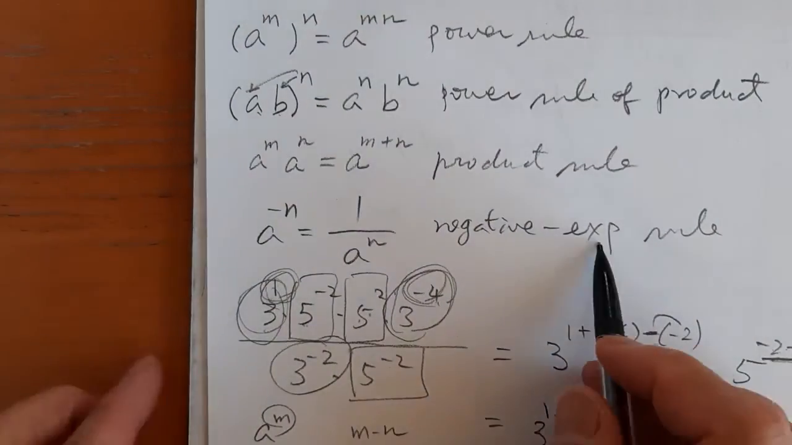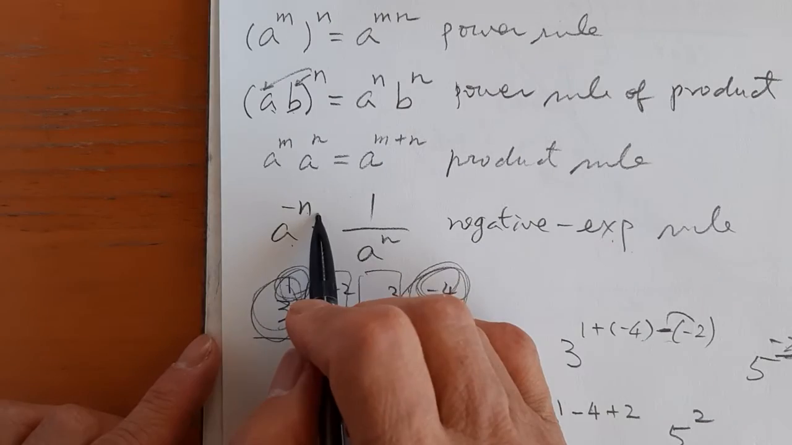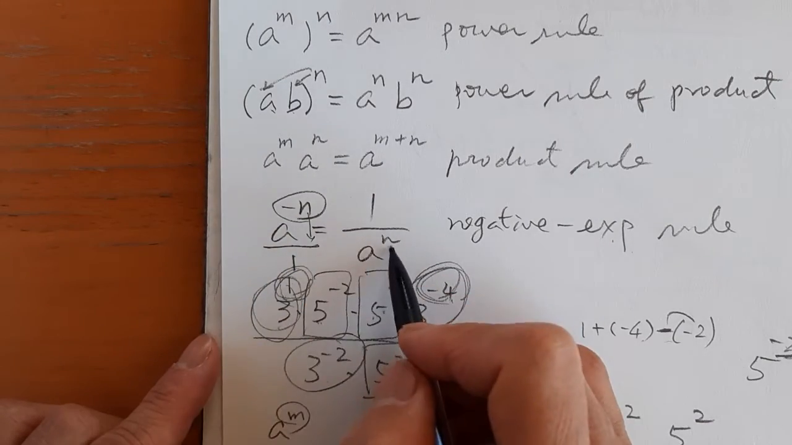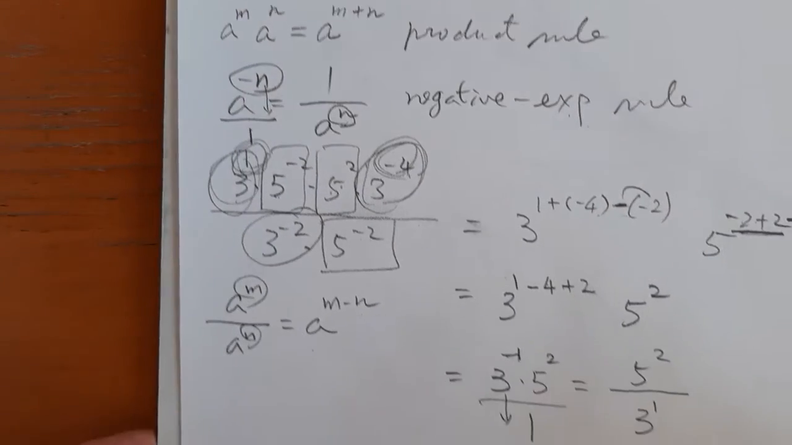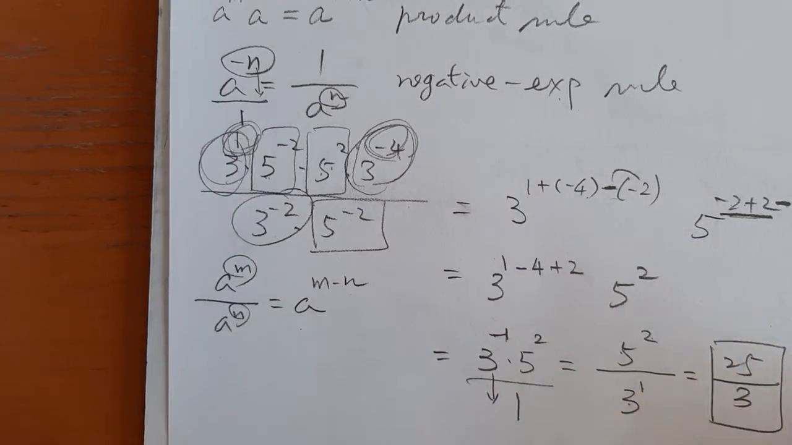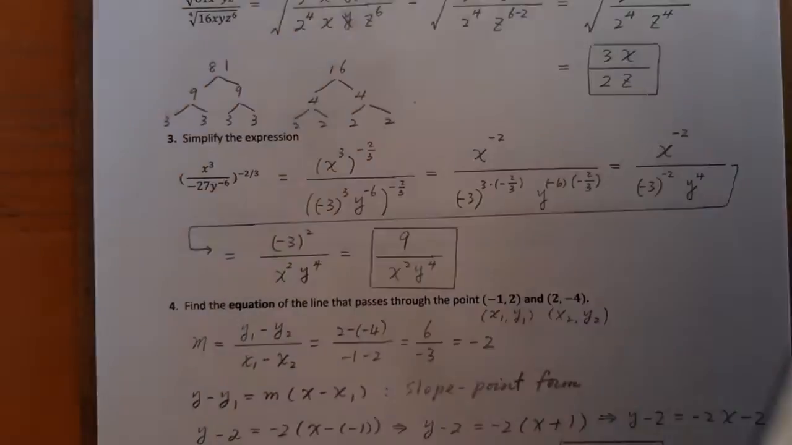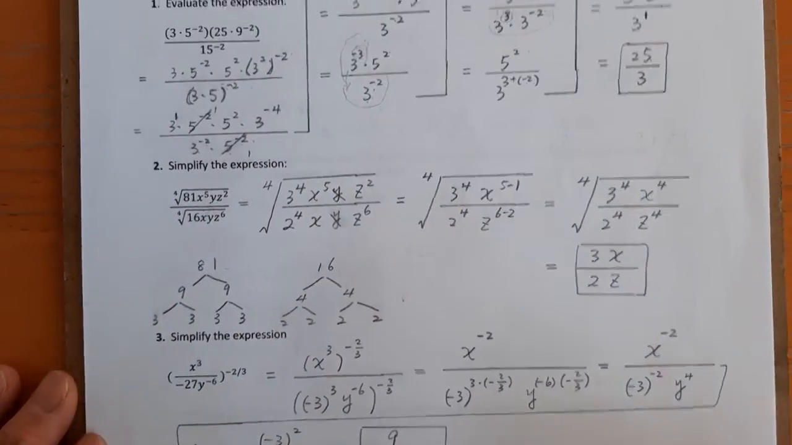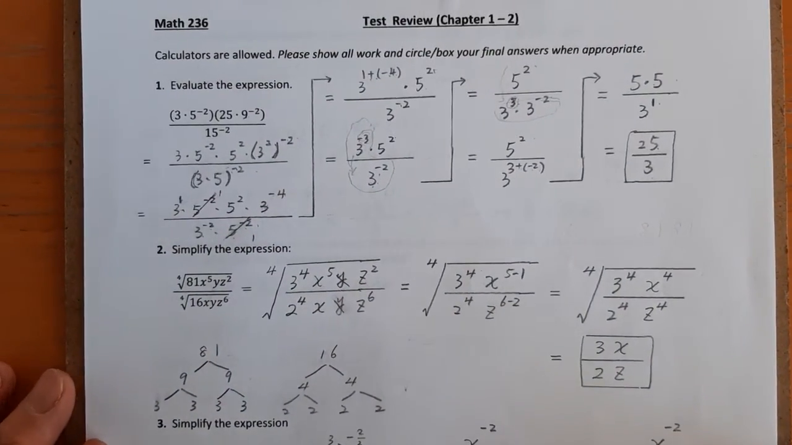That's the negative exponent rule. A to the power negative n, you bring it down to the denominator, and negative n changes to n. So then use 5 squared. 5 times 5 is 25. 3 to the power 1 is 3. And you can do it in your own order, your own way, as long as you feel comfortable.